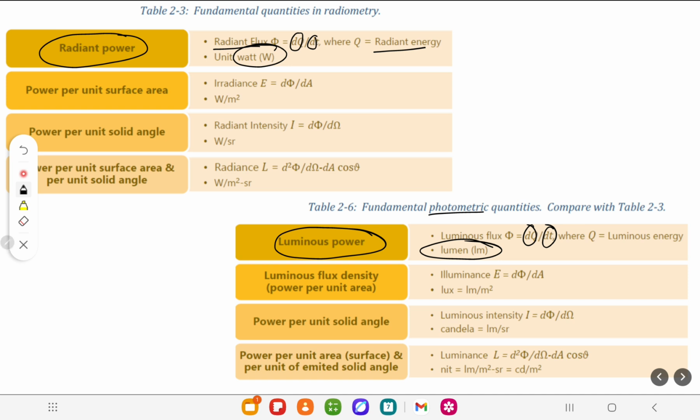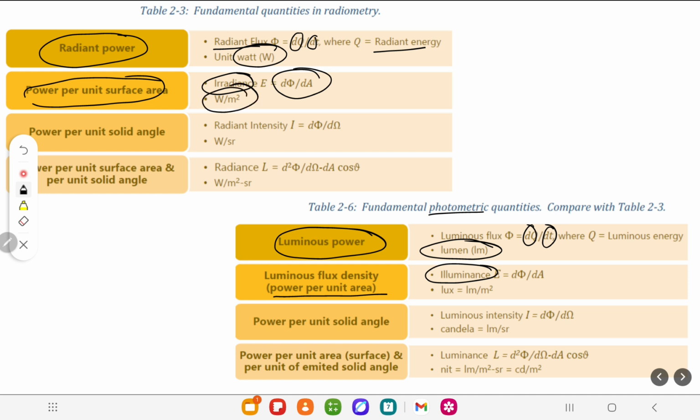The second thing is power per unit surface area. In radiometry it's called irradiance, and in photometry it's called illuminance. Power per unit surface area means basically power divided by surface area. So watt per meter square is the unit in the case of radiometry. Here it's called lux, which is basically lumen per meter square. The third quantity is power per unit solid angle, which is called radiant intensity, and the unit is watt divided by steradian.